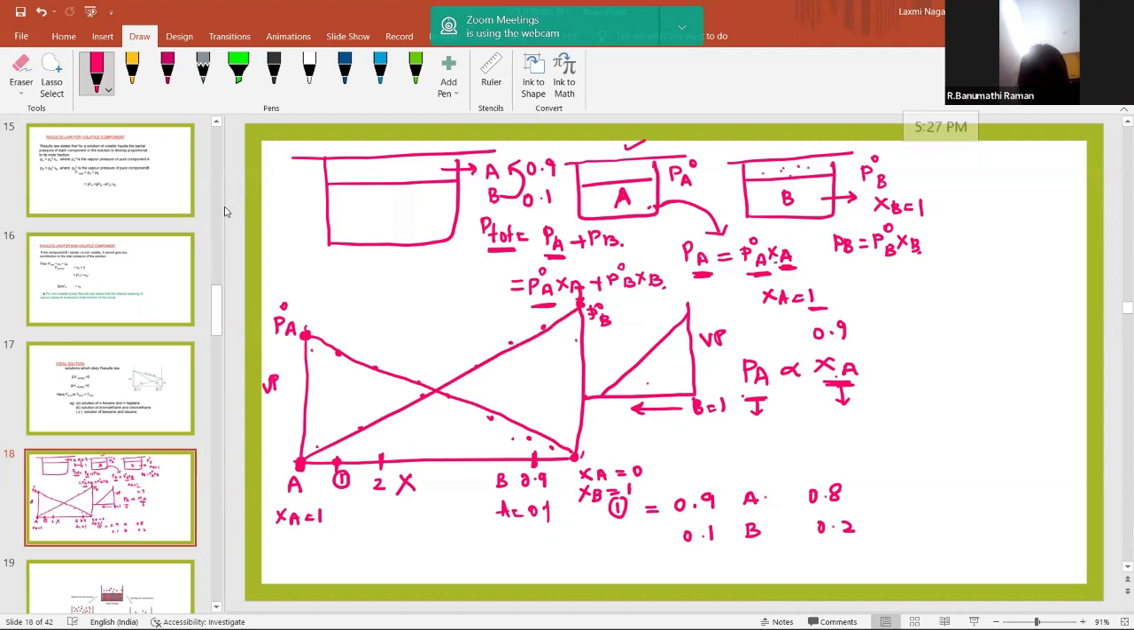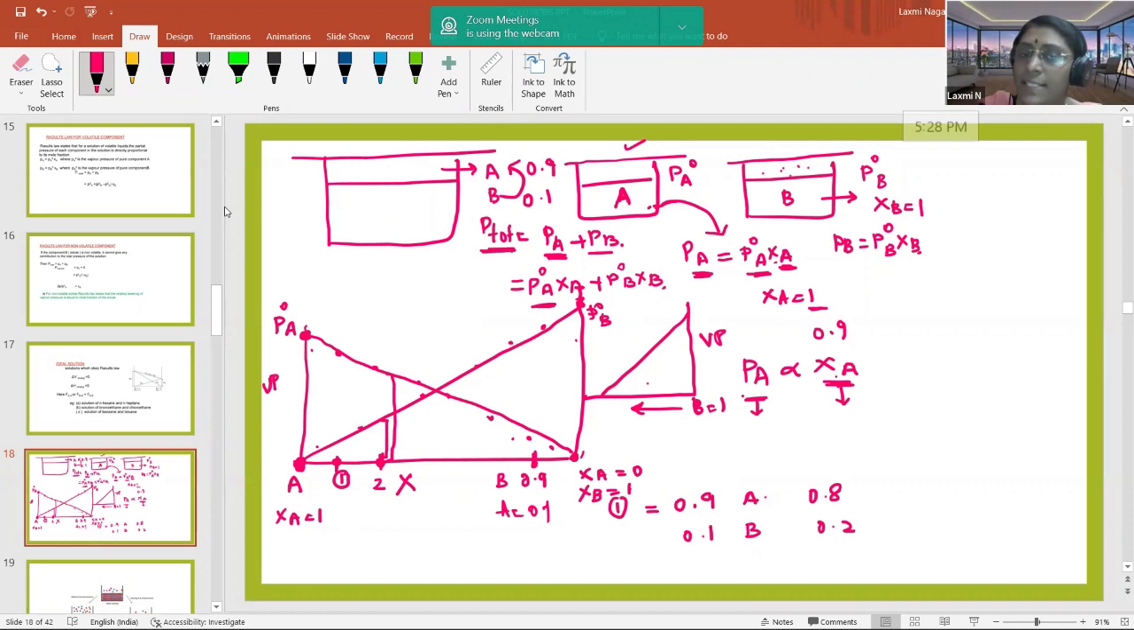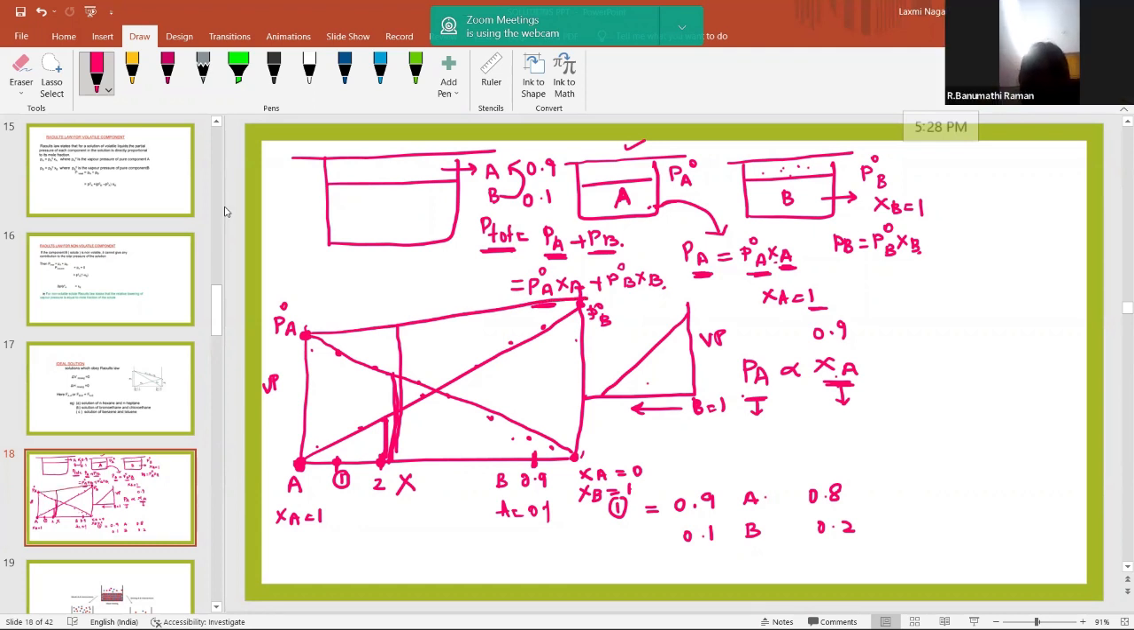Here XB is 0, and this will be chi B is equal to 0. For a composition, some pressure is created by component B, some pressure is created by component A. P total is the sum of PA plus PB. So mathematically, the length of this line plus this line should be the length of the P total. And when I do that, I get this connecting line. So this will now become P total is equal to PA plus PB.